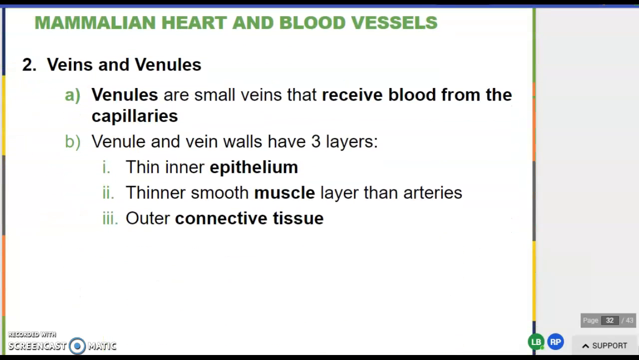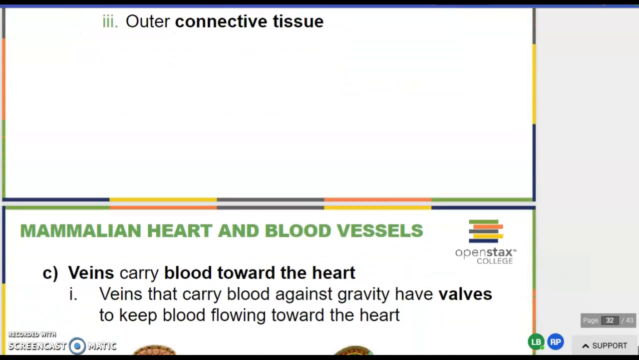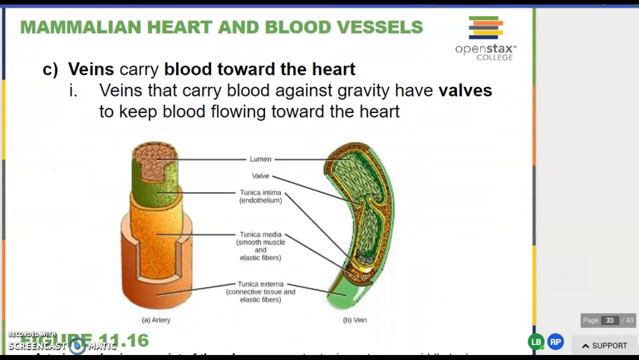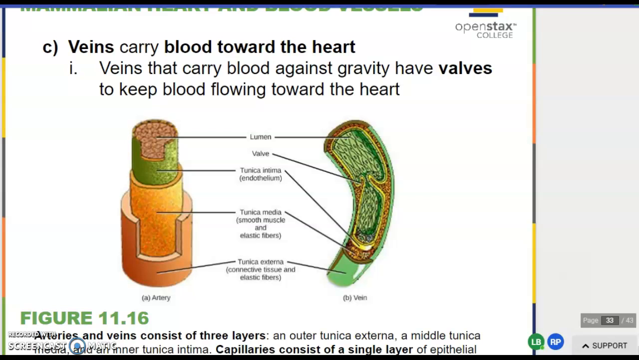So just like arteries, veins, which are always returning blood to the heart, get blood from those tiny little capillaries that I mentioned, and then they collect in venules, and then it eventually gets pushed into those larger veins, which carry it back to the heart. Again, a thin inner layer of epithelial tissue, a smooth muscle layer, and the outer layer is connective tissue, just like arteries. Veins carry blood toward the heart. We've mentioned that many times.